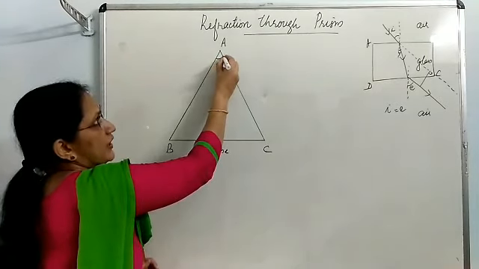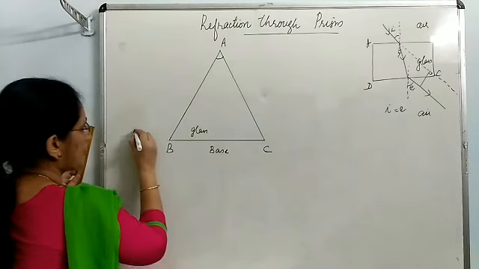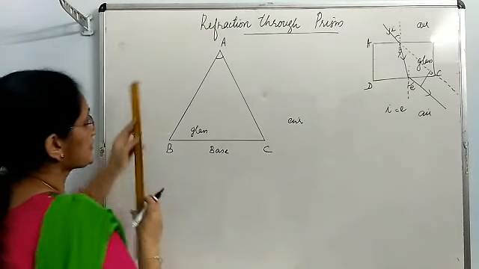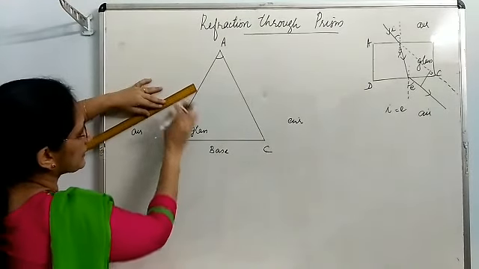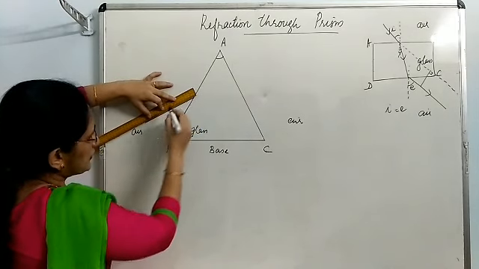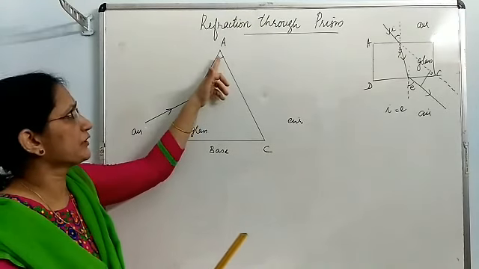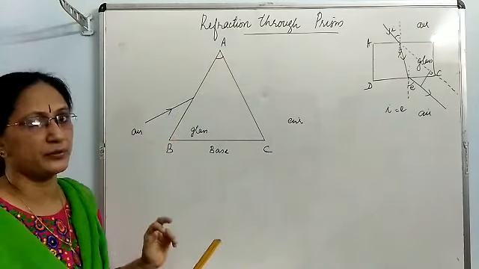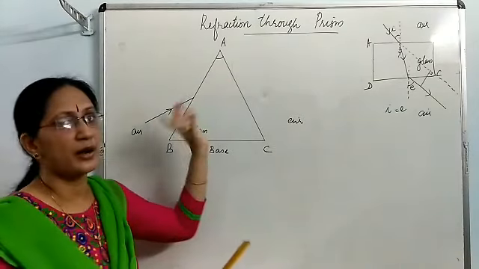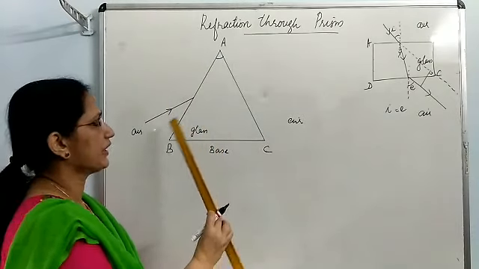Here the medium is glass and the outside medium is air. So let us see what will happen when an oblique light ray falls on the prism. The light ray falls on the refracting surface AB of the prism. According to the theory you have studied, this ray will undergo refraction. Since it is entering from air to glass, refraction will happen.